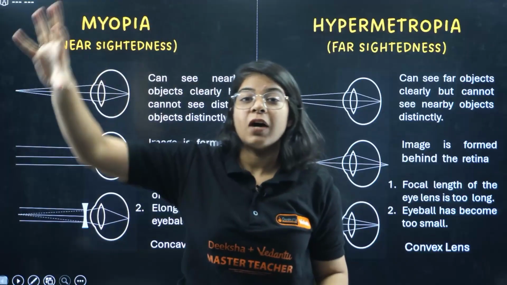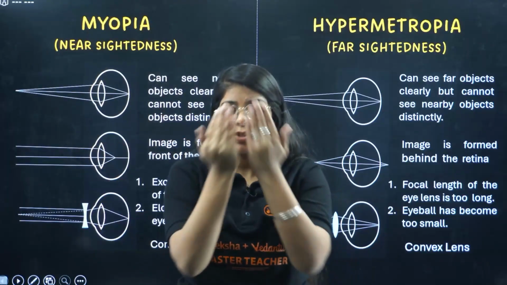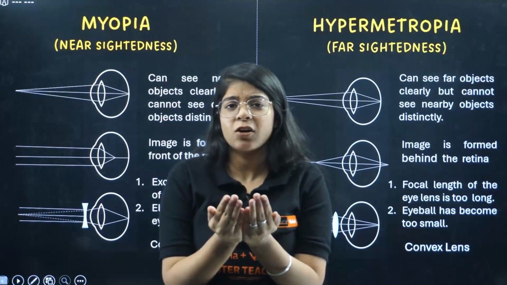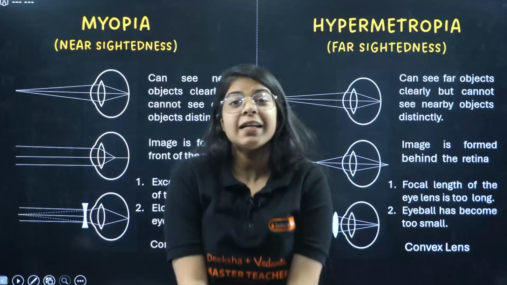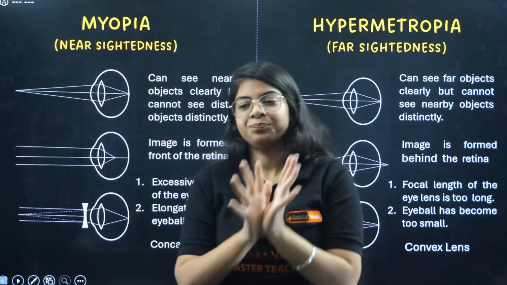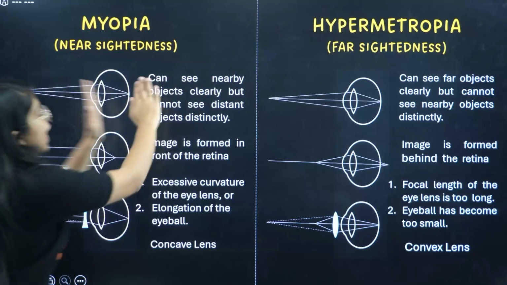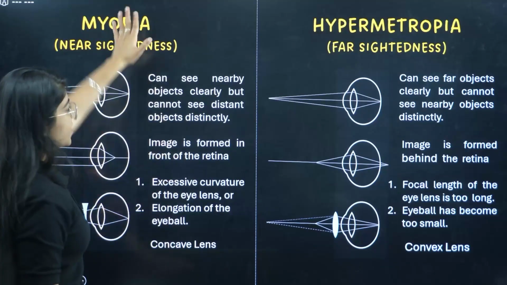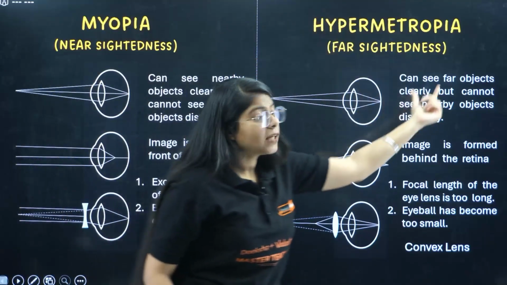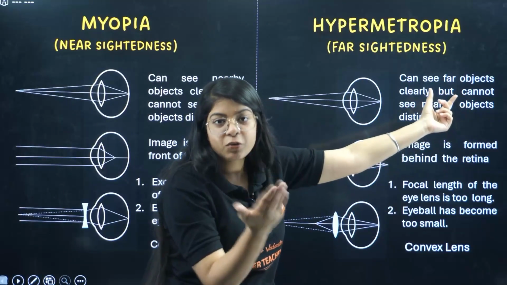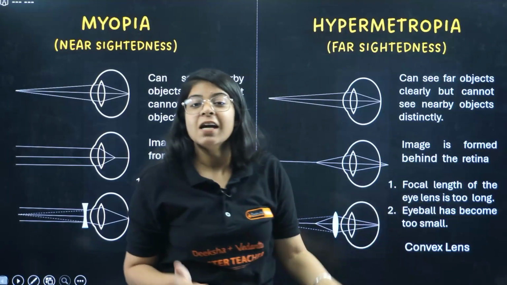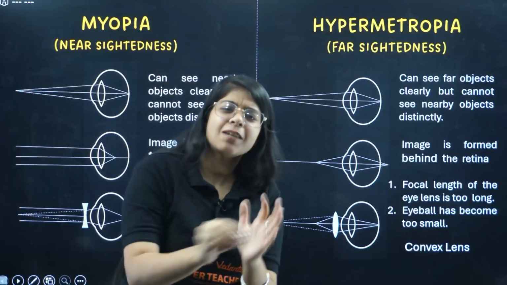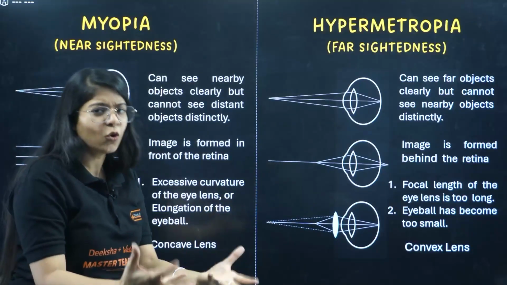But if someone, mostly in the older age, cannot see nearby objects clearly, like a book is placed here, they cannot read and they have to hold it like this, right? So that is hypermetropia. Those who can see nearby objects clearly but are not able to see distant objects distinctly, that is myopia. In hypermetropia, they can see far objects clearly but they cannot see nearby objects distinctly, they are not able to read the book. Understood? Myopia, hypermetropia. Now let's dive a little bit into the scientific part of it, that's the core basic of this.